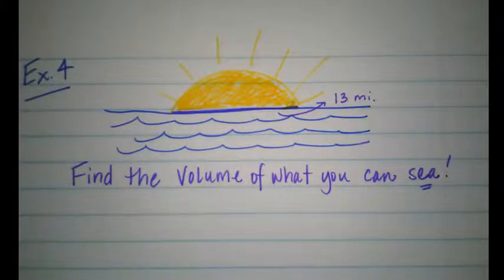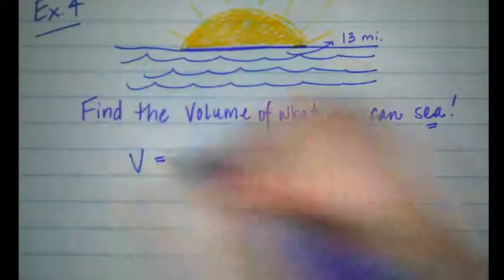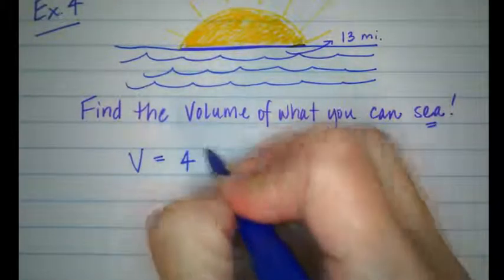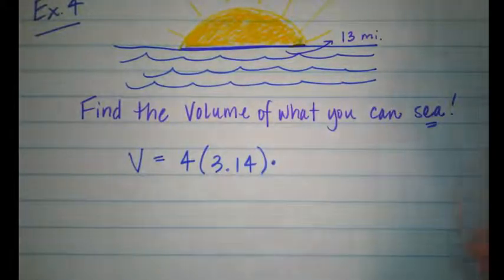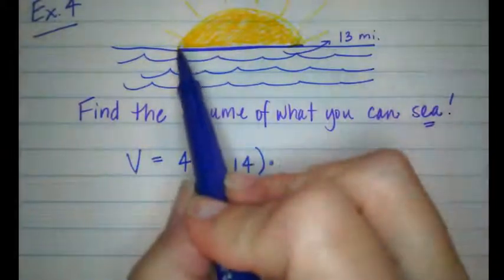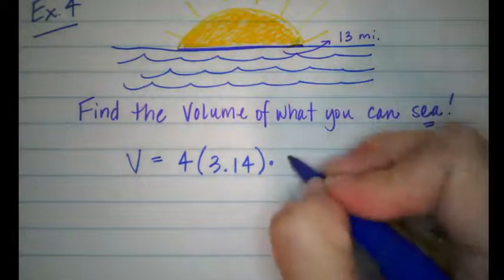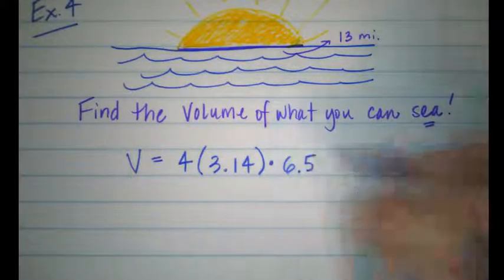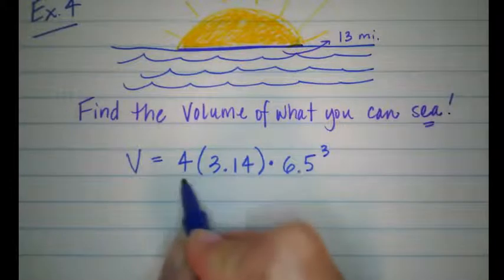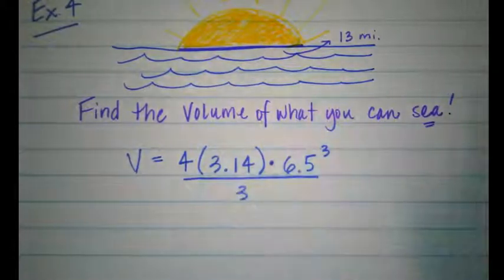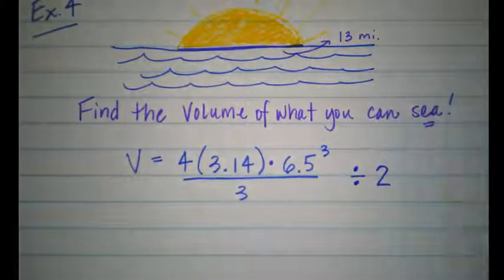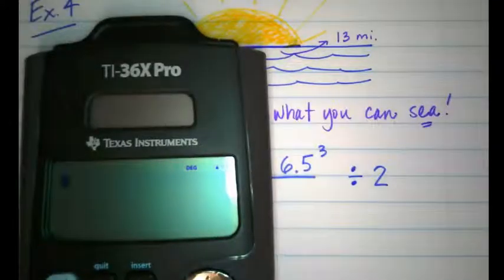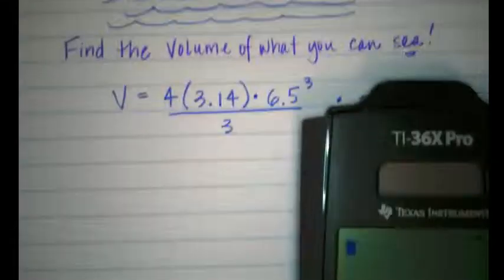So, what this means is that we're going to take our volume formula. So we need to do 4 times pi, and then multiply that by the radius cubed. So if the diameter is 13, that tells me that the radius is 6.5 cubed. And then we need to divide that by 3. But then, after we get that answer, we need to divide that answer by 2, because we're only seeing half of the sun.